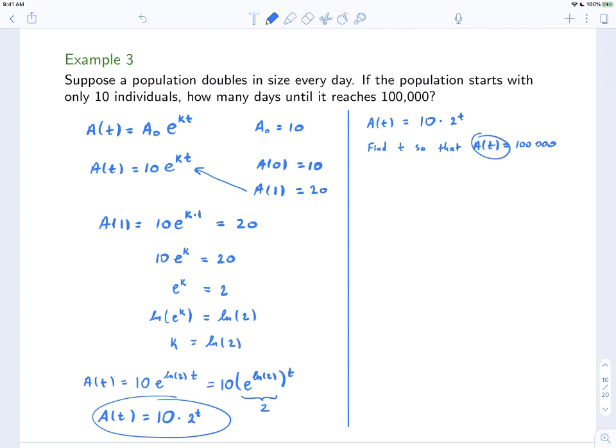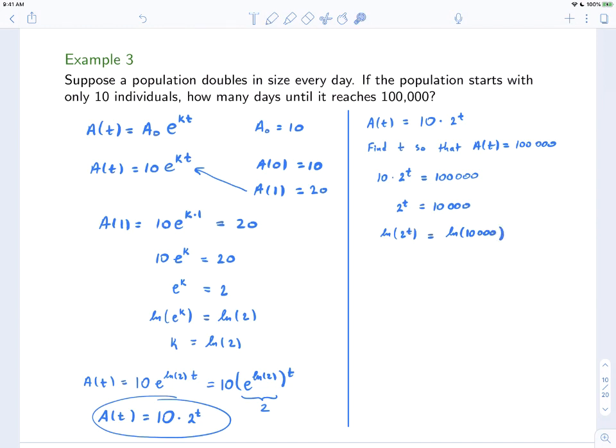Well, A at t is given by this formula right here. So we want to find a t so that 10 times 2 to the t is equal to 100,000. Or if we divide by 10, 2 to the t equals 10,000. Again, we want to get something out of the exponent, and the way that we do that is use logarithms. So let's just use the natural logarithm. ln of 2 to the t is equal to ln of 10,000.